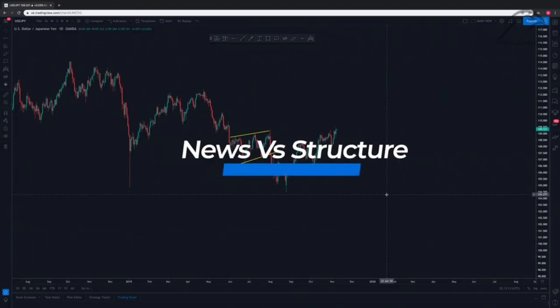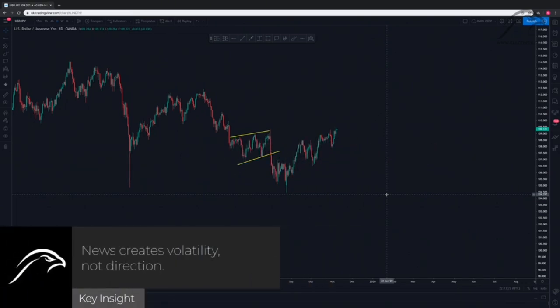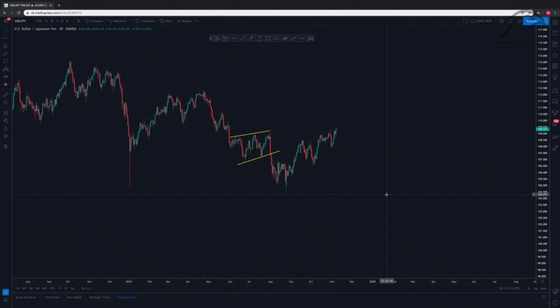So now let's take a look at something called news versus structure. So what does that mean? Well, essentially, it means that news creates volatility, not direction. So how do we look at that? Essentially, we see news all the time and we become paralyzed by that, and we don't take trades. Now, of course, we're not advising you to trade into something like Brexit, but understanding that rate announcements, FOMC, NFP, all of these things, a lot of times the structure is just providing us the way. The structure lines up in the same direction. So news just creates that volatility to push it in the direction that we already anticipated in the first place.